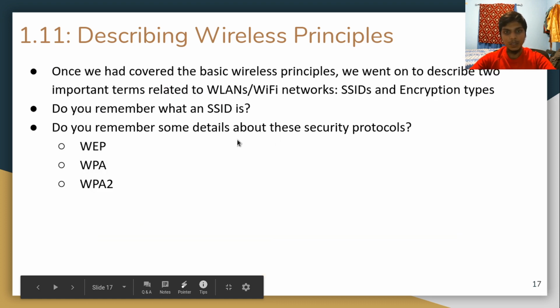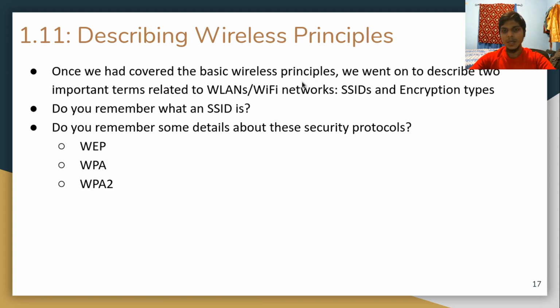Now, once we had covered the basic wireless principles, we went on to describe 2 important terms related to WLANs or Wi-Fi networks: SSIDs and encryption types. Do you remember what an SSID is? So the service set identifier, which is basically, as I said, your Wi-Fi name. So that's the thing you see when you click Wi-Fi on your Windows taskbar. Those are the names you see coming up there, and it just identifies your wireless network to the world. So that's the name of your network.